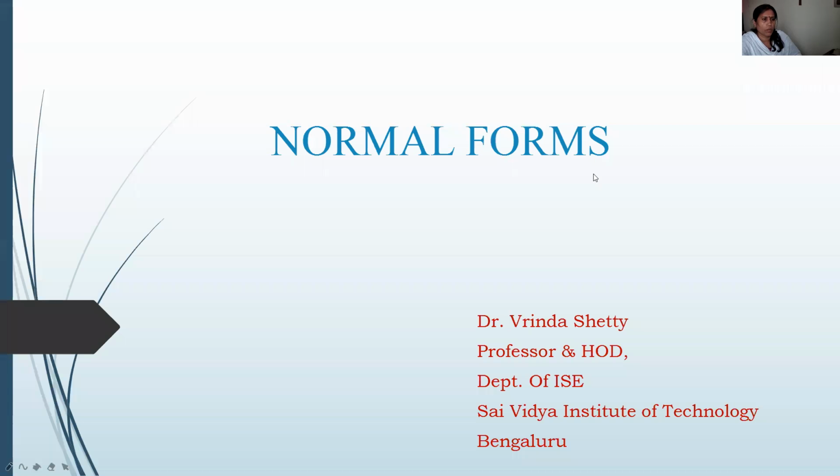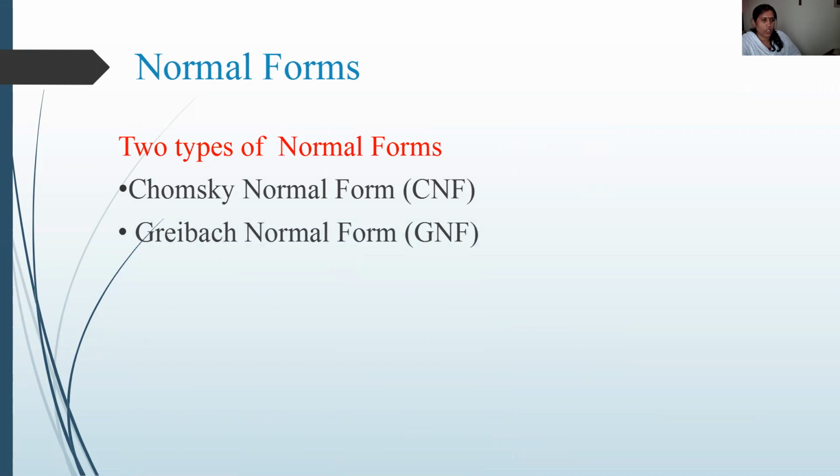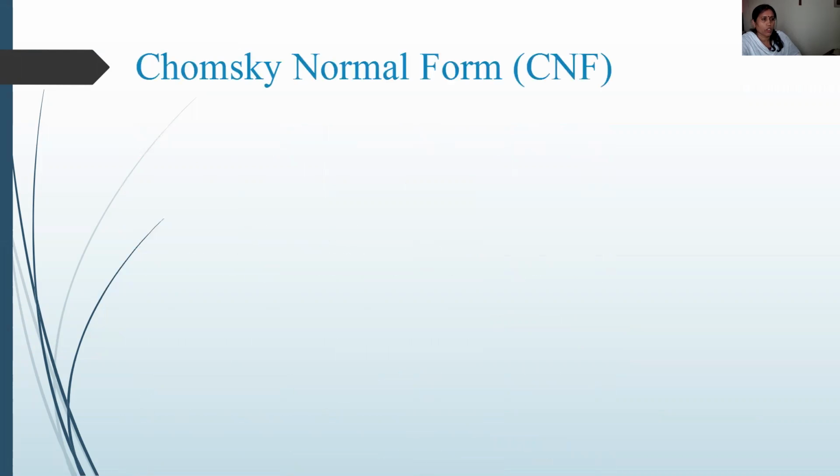Hi guys, today we'll see normal forms. There are two types of normal forms. One is Chomsky normal form, another is Greibach normal form. Chomsky normal form, in short, we'll write it as CNF, whereas Greibach normal form, we'll write it as GNF. Now, we'll see the Chomsky normal form.